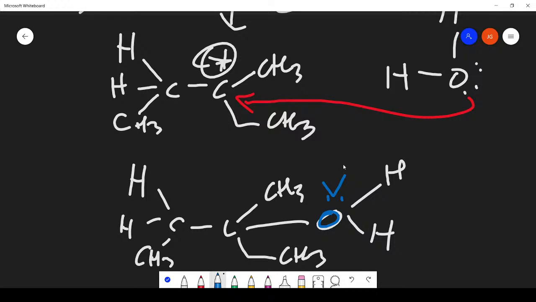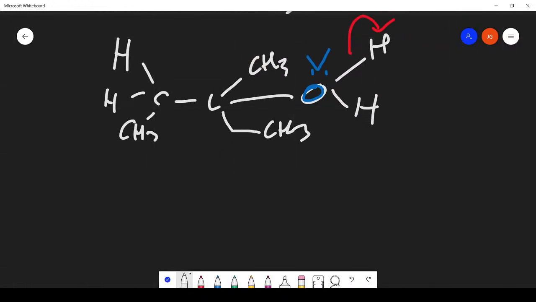And remember how we said we're going to make an alcohol? We're going to make an OH? That means that this hydrogen is going to leave. This hydrogen's going to be like, okay, I'm out of here. This is not a good situation to be in. And we're going to end up with, well, let's remove the hydrogens. We're going to end up with this molecule.